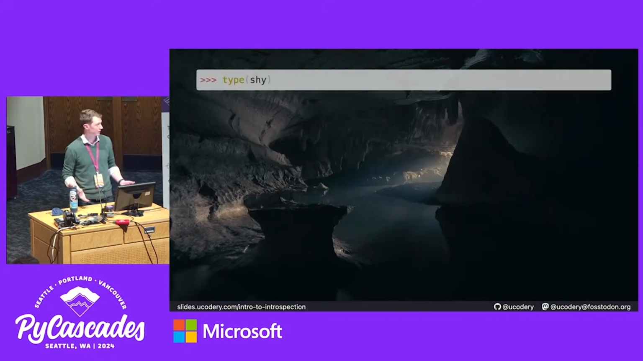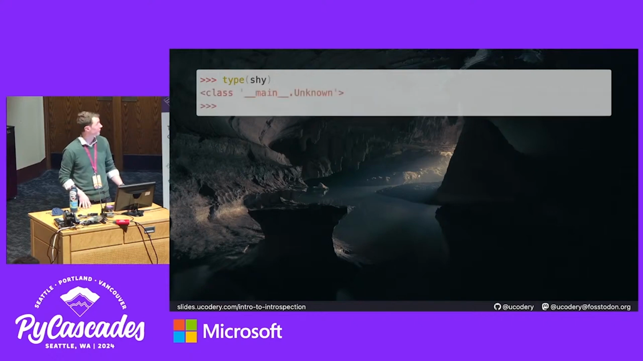So we figured out what's around. The next basic question is, what is it? Type, what is Shy's type? It is of the unknown class. Perhaps not that informative. We don't know what this class is or what it does, but this information does tell us that Shy is an instance of this class. So we have an instance of a class, and we have another name to also use in further inquiry.